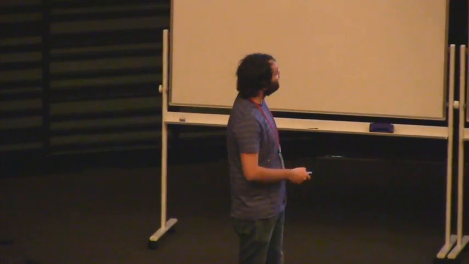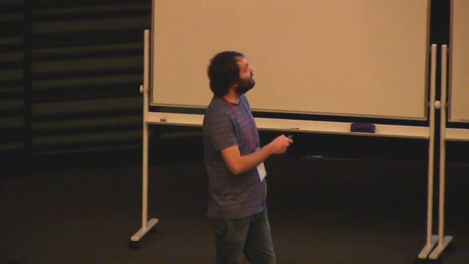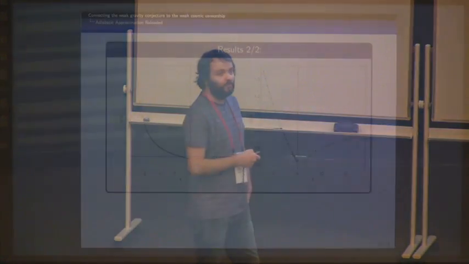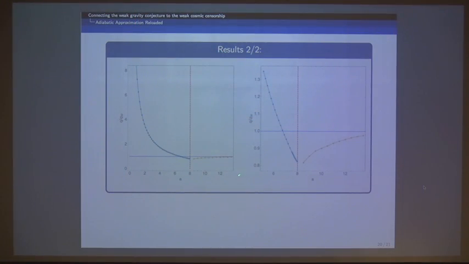Let me make exactly the same plot. This is Q over Q predicted by the weak gravity conjecture. This is A, the amplitude. This is where the hairy solutions start. Well, it turns out that if you go to large amplitude, the hairy solutions also become singular. So you would have the same problem.